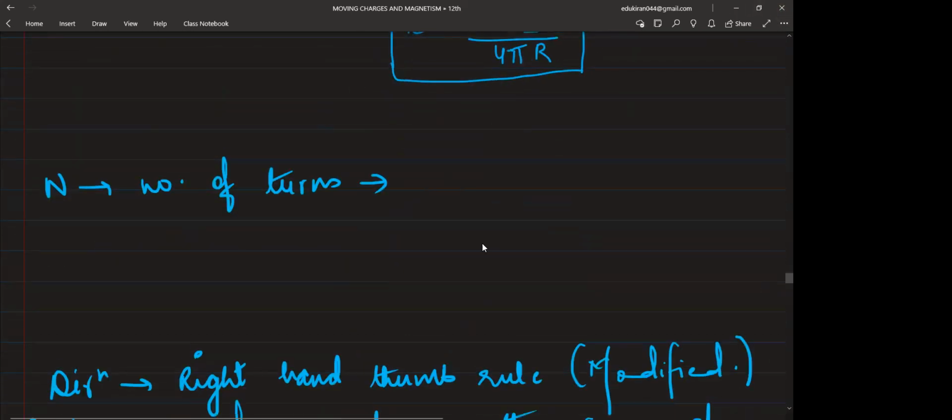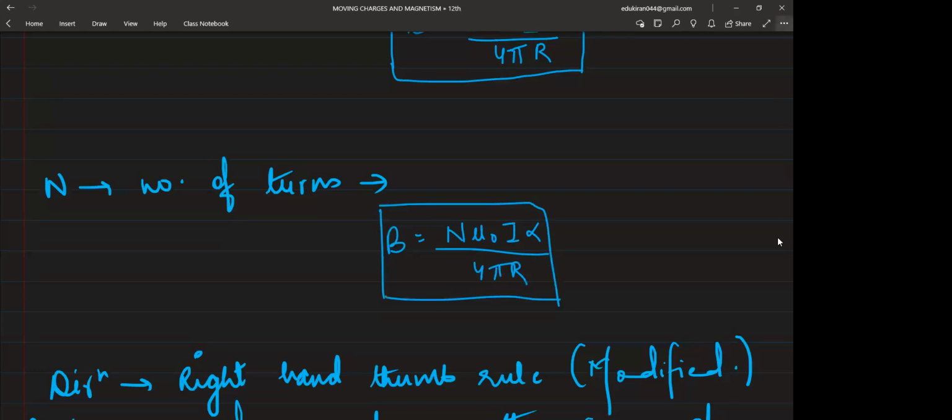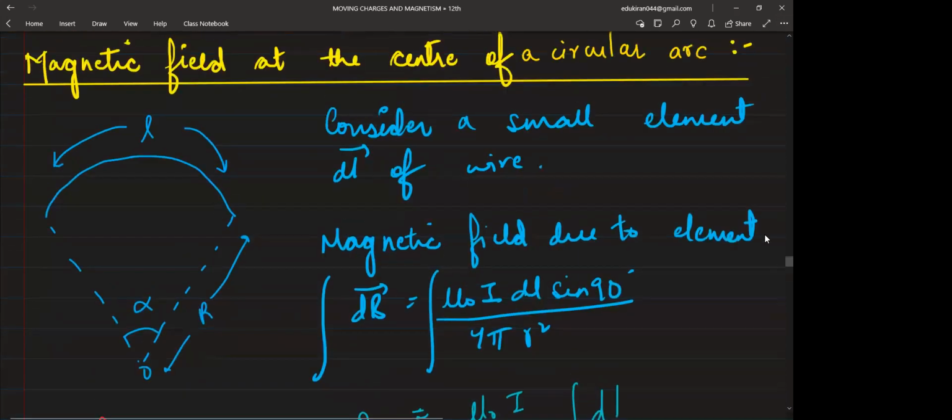So, if n number of turns are there, B is equal to n mu naught I alpha by 4 pi r. Quickly write it and we have to practice some questions. Please write this quick and let me know. All the derivations are same. This was the last one in circular. Write it.